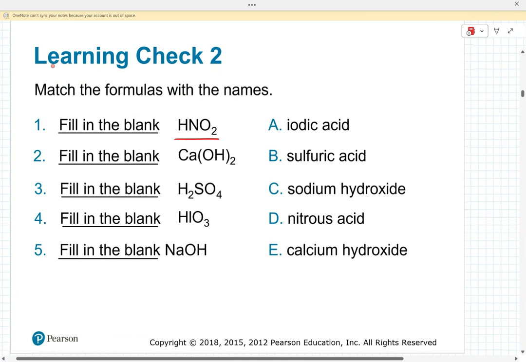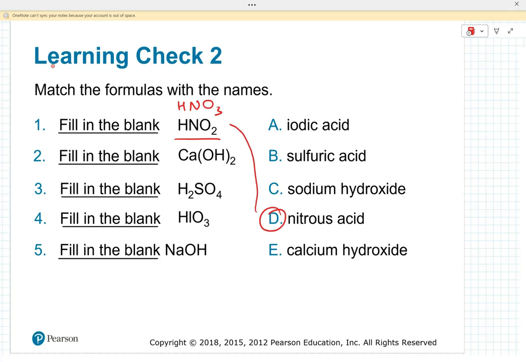Okay, this one. I'm going to give you a hint. There is HNO3. So HNO2 should be what? OUS, and I can see only one OUS. D. This one, calcium hydroxide, very good. This one, B, sulfuric. This one, A, iodic. And obviously sodium hydroxide.